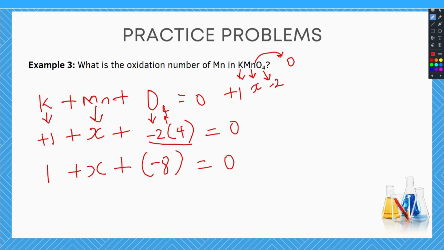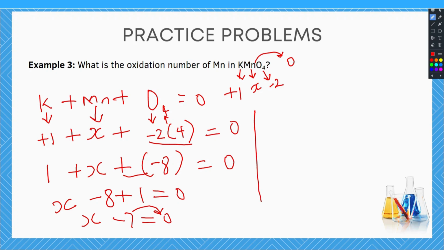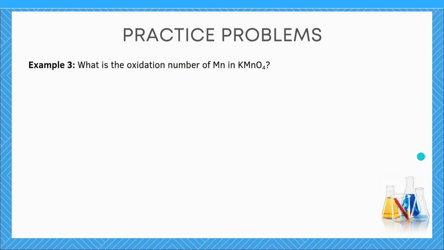1 plus X, then -8. Let's go ahead and collect all the like terms. This becomes X minus 8, because when we open this bracket, it becomes -8, then plus 1 equal to 0. Therefore, X minus 7 is equal to 0. So let's take this 7 to the other side so we can find X. Therefore, X is equal to +7. So the oxidation number of manganese in this compound is +7. I hope you are following thus far.